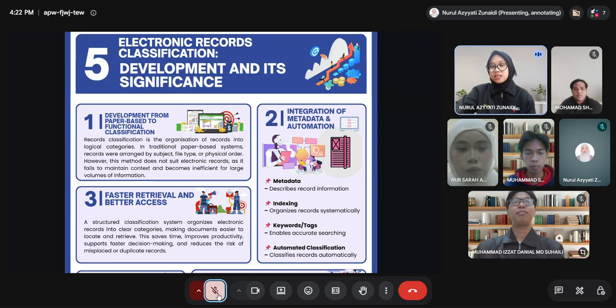So what can I say? That integrating metadata and automation makes electronic records management faster, easier, and more efficient. So next, my friend Awi will take over this presentation.